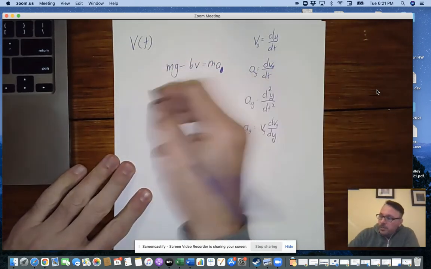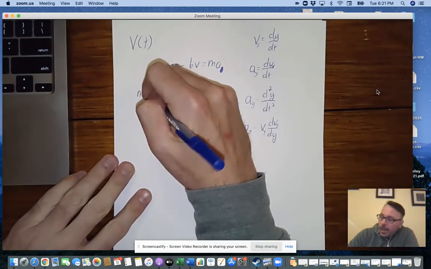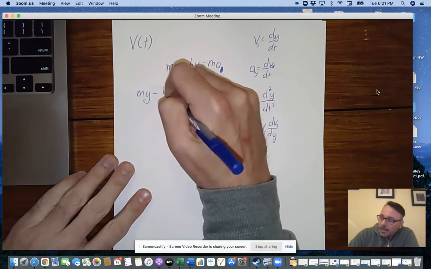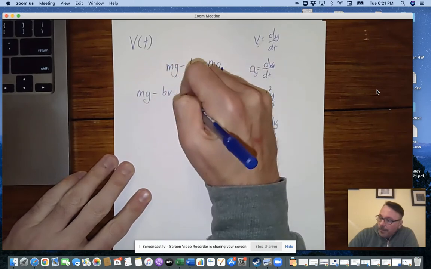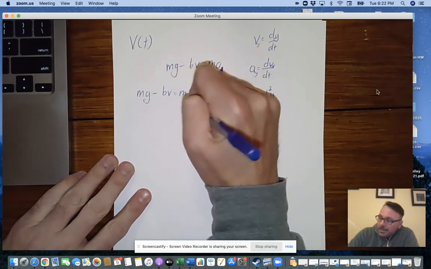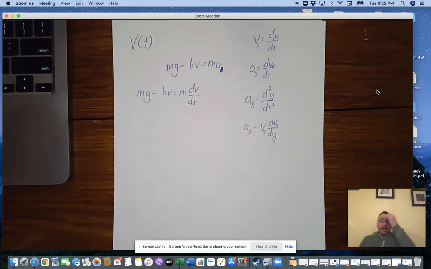So let me move this over a little bit further to the left here. So mg minus bv is equal to m dv dt. So what do I have there? Well, what we have there is a first order differential equation, right? And we talked about these before. First order because the highest order of derivative is the first, and it's a differential equation because it's got a derivative.